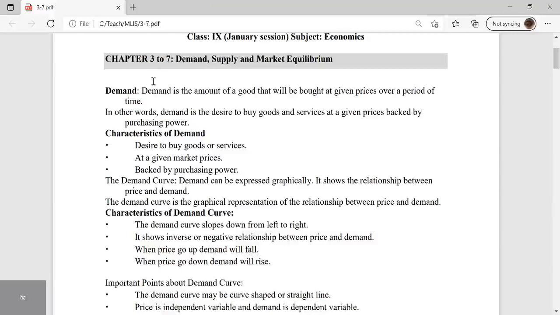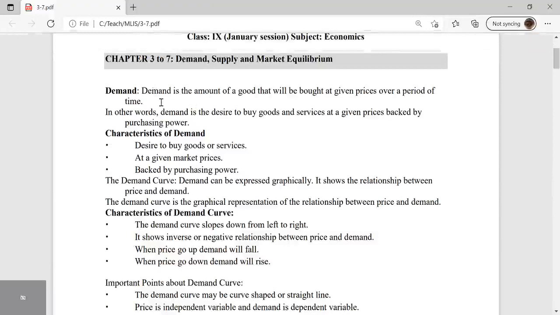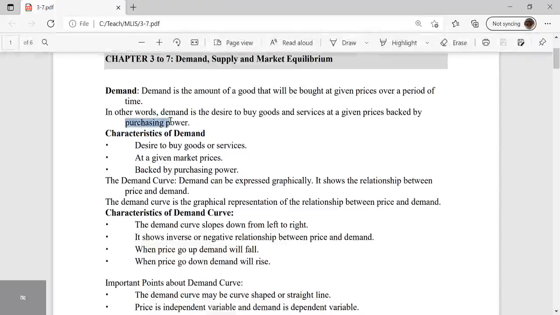Okay, so today we will be discussing the chapter on demand, supply and equilibrium, chapters 3 to 7. So what's happening over here? Demand means the amount of a good that will be bought at a given price over a period of time. Did you get it? That means how much we are demanding. It's very similar to want, but it's backed by ability, that means purchasing power.